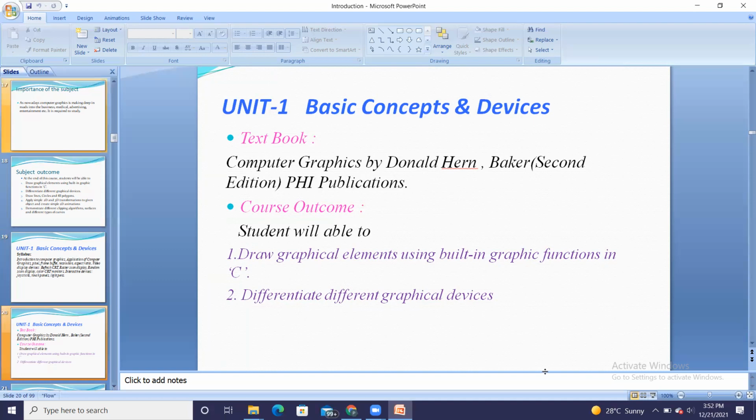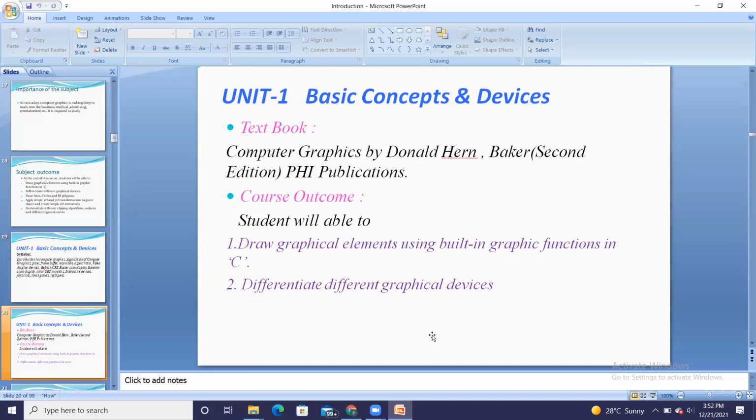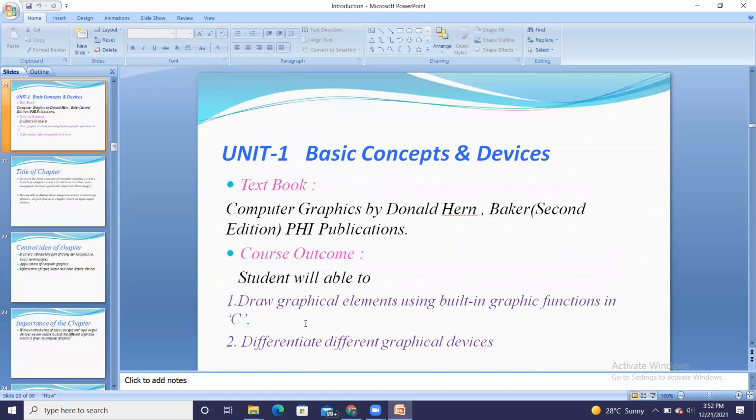Then about the chapter outcome. First is the basic graphical elements using built-in functions. We have already discussed the course outcomes as a whole. So the first chapter has this particular course outcome: draw the basic elements by using built-in functions. And second is differentiate between different graphics devices.